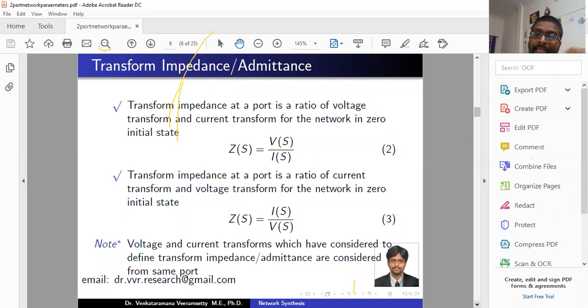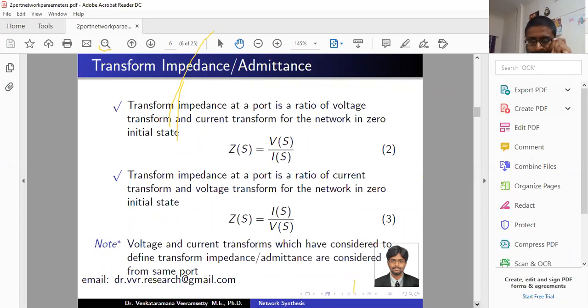In the statement, I am not saying only the ratio between voltage and current. It is the ratio between voltage transform and current transform. Voltage transform means the given time domain voltage is transformed into the S domain. Likewise, the given current in the time domain is transformed into current in the S domain. After transforming the voltage and current, we take the ratio between transformed voltage and current at the particular port where we want to calculate the transform impedance. So that is called transform impedance. It is defined as Z of S equal to V of S divided by I of S.